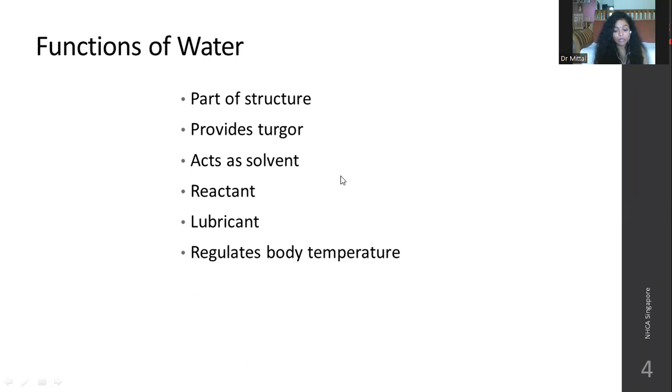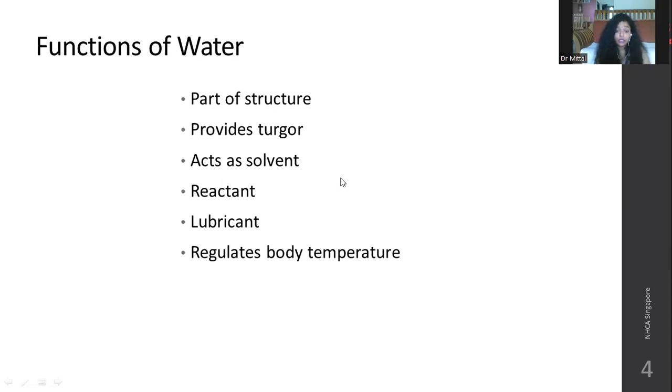It regulates the body temperature. For example, if you're working out, out and about in the sun, heavy physical activity is going on. You sweat. That is, water is coming out through your skin, and the sweat gets evaporated. So your body temperature is regulated. Your body internally is heated up, but because of this perspiration, you cool down. So that is one example of how water regulates your body temperature.